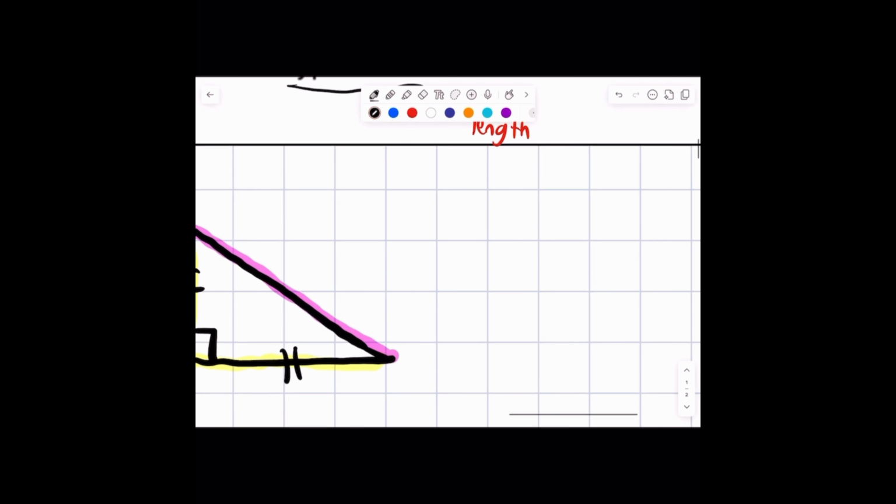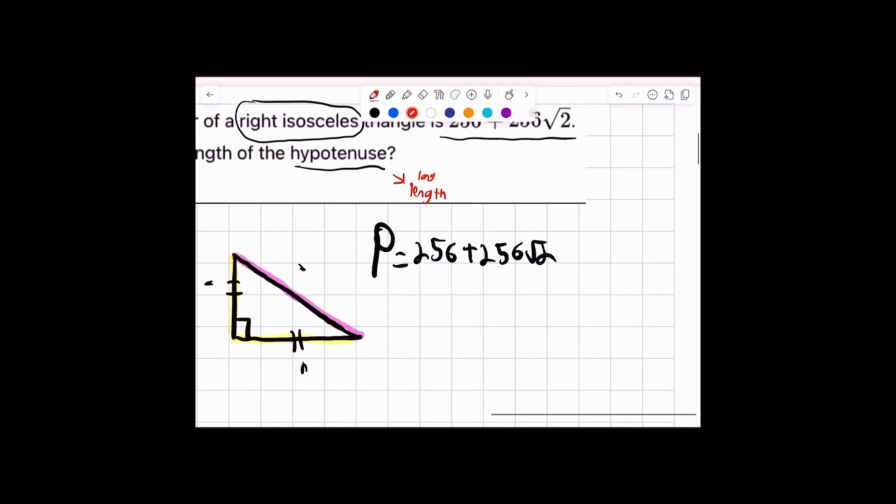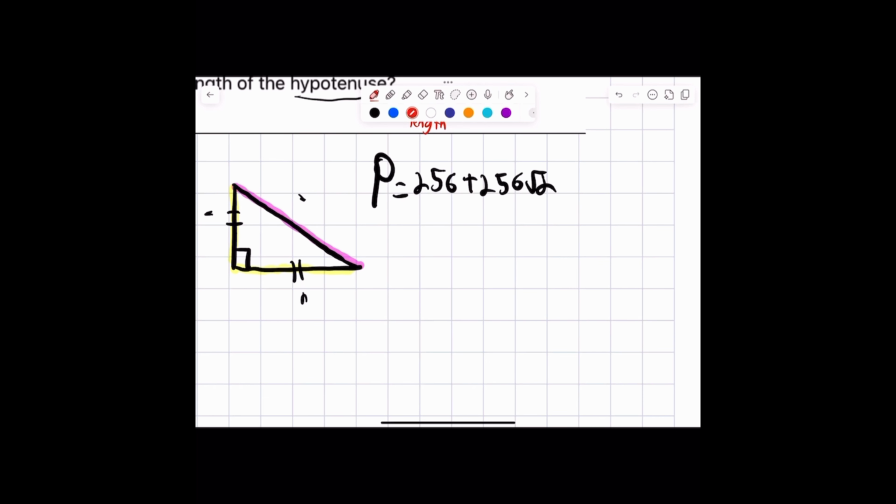But what is this? All we know is that the perimeter is equal to 256 plus 256 root 2. So how are we supposed to solve this? We don't know this side, we don't know this side, we don't know this side. Well, if you look at your SAT review sheet, you will see these two little triangles.